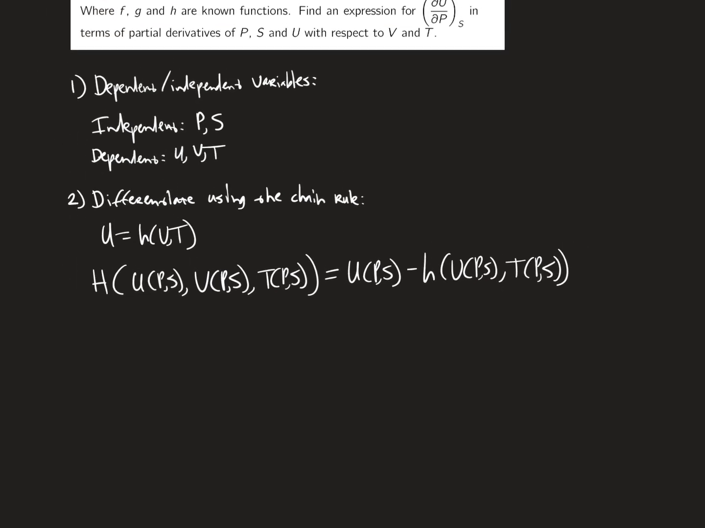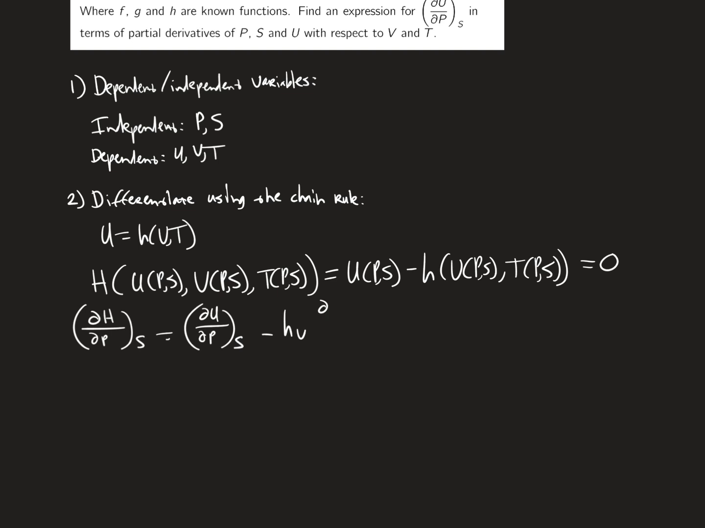And we know that this must be equal to 0, since u is equal to this function little h. Now, if we take the derivative of this capital H with respect to p, where we keep s constant, then if we use the chain rule, we get ∂u/∂p, where we keep s constant, and here we recognize the term that we want to determine, minus, and now we use the chain rule, so we get h_v times ∂v/∂p, minus h_t times ∂t/∂p, and this is equal to 0.